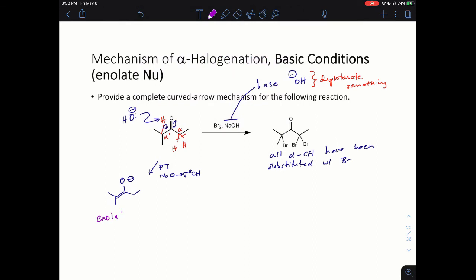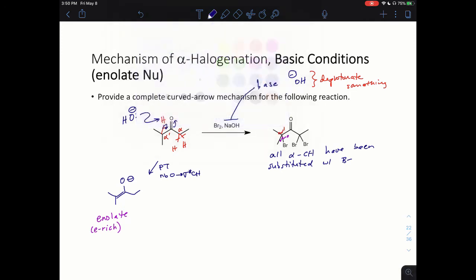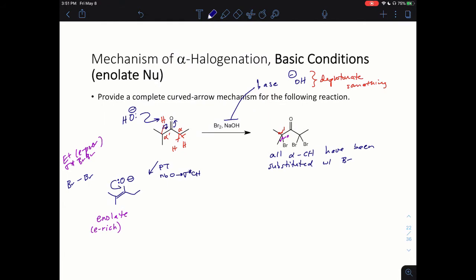So we observe the enolate here. Enolates are electron rich, and we want to look for an electron poor species for it to react with. And also keep in mind, we are making that carbon-bromine bond at the alpha carbon. So the electrophile is bromine. Bromine is the electrophilic species. And it's going to react through sigma star Br-Br. The nucleophile, the enolate, will reform that strong C=O double bond.